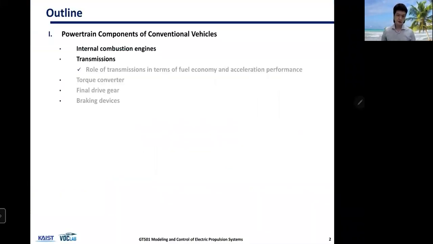So let's start with the outline. The outline is as follows. There are these powertrain components. First, internal combustion engine, and then transmission, and then torque converter, final drive gear, and then braking devices. So today we are going to cover internal combustion engine and transmission, which are the two key components when it comes to powertrain.